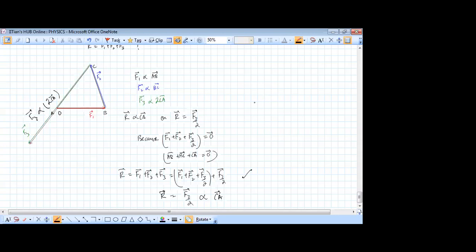See, this is how we are doing the vector addition. F1, then F2, then F3. But F3 is this. It's double of that. You have to join the vectors head to tail. So on joining them head to tail, you get the resultant as the vector joining the origin of the first one to the head of the last one. This becomes the result.